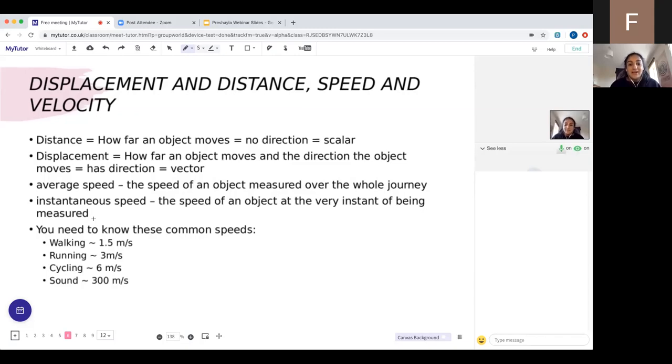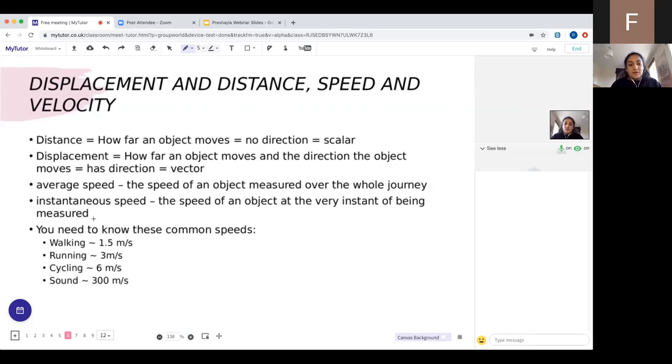Displacement, however, is how far the object moves with the direction. So it's a vector. So if it's with direction, it's a vector. If it's without, it's a scalar. Same for speed and velocity. Speed is just a value of how fast we're moving. Velocity is how fast we're moving and where, in what direction.